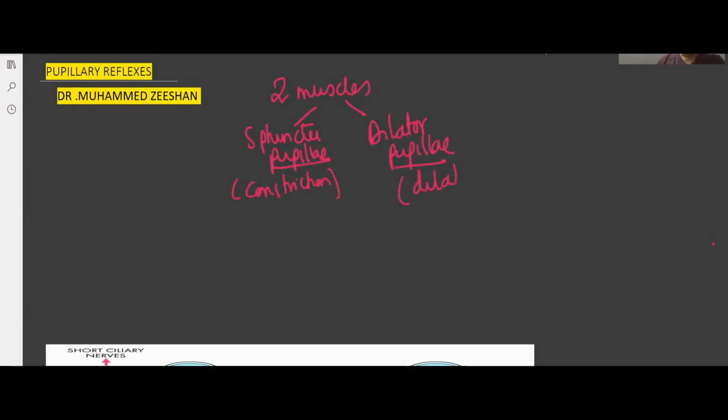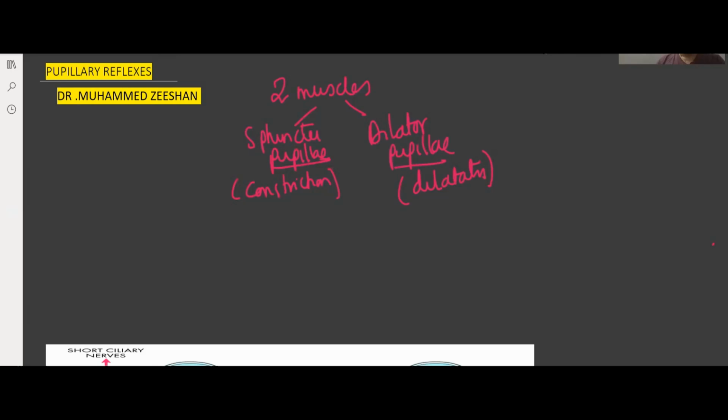So what are the pupillary reflexes? To understand this, we should know that there are two muscles in the pupil that control the dimensions of the pupil. These are the sphincter pupillae and the dilator pupillae. The sphincter pupillae is responsible for the constriction of the pupil, and the dilator pupillae is responsible for dilatation of the pupil.